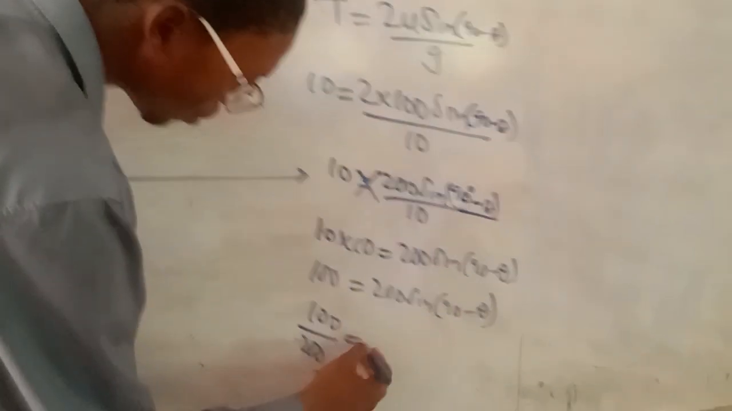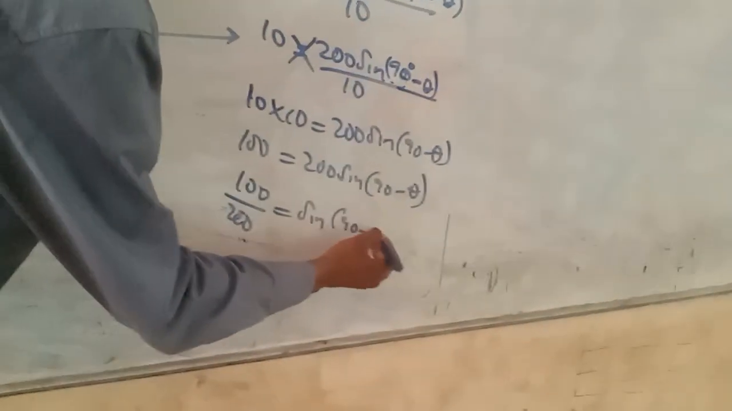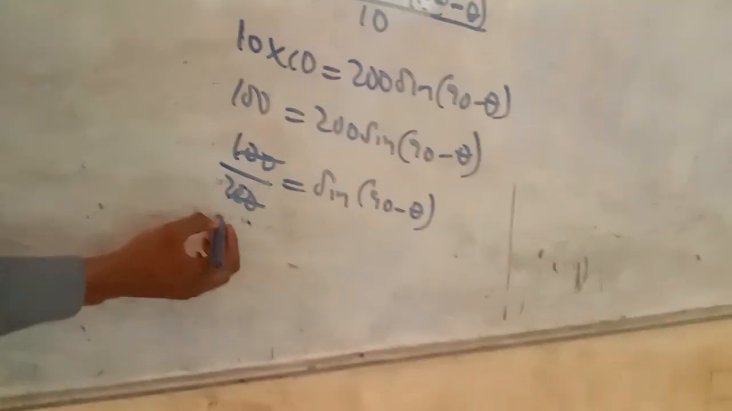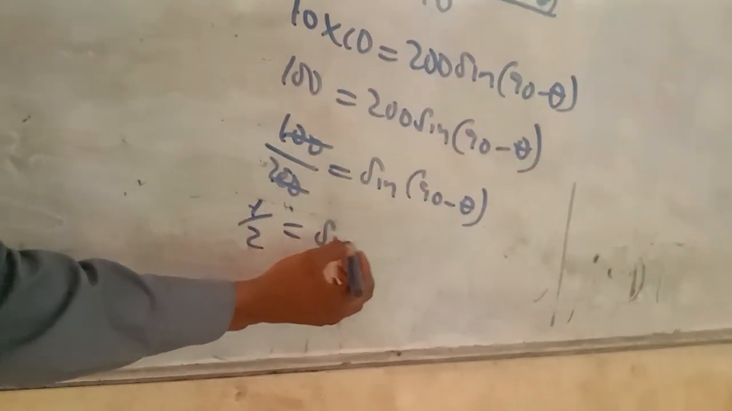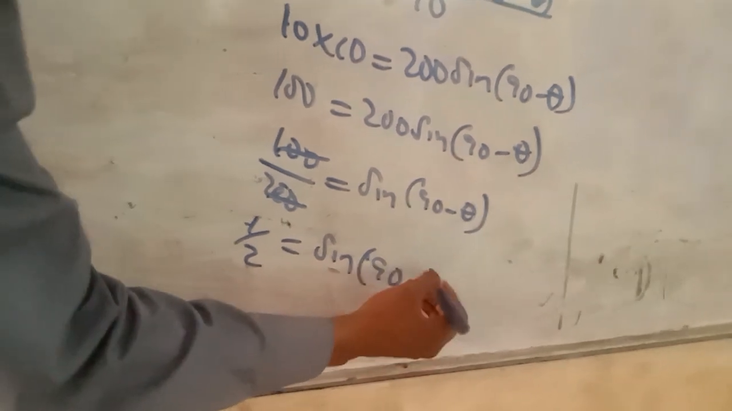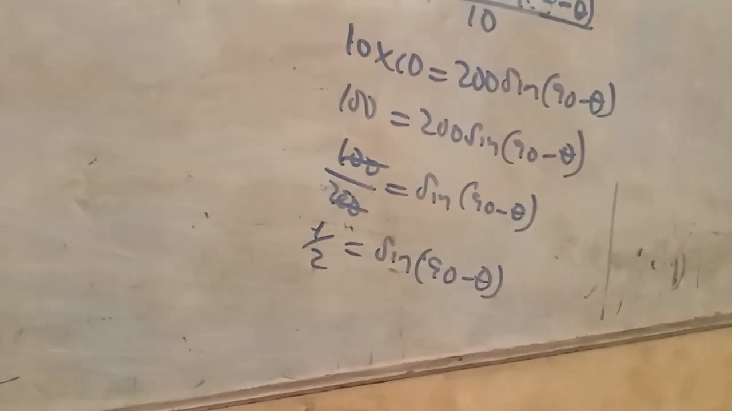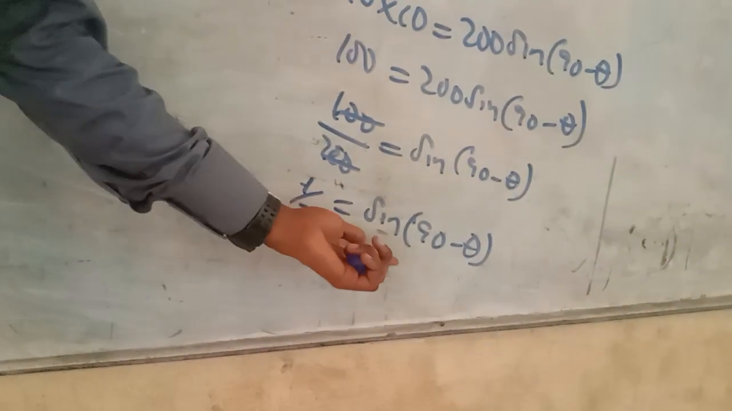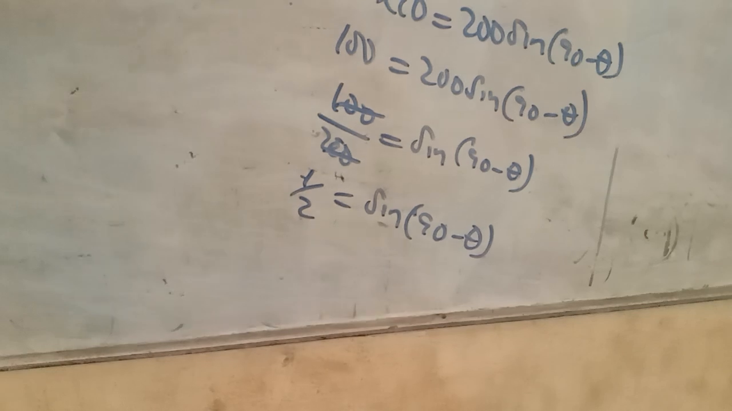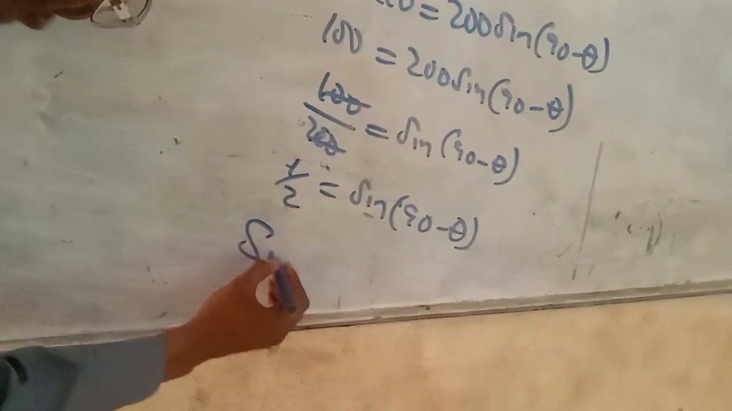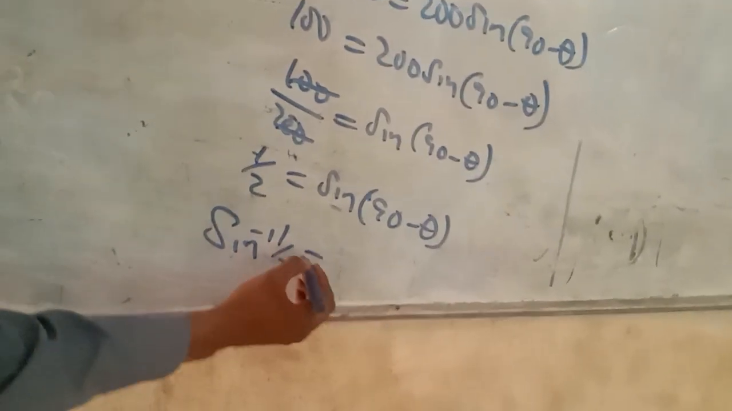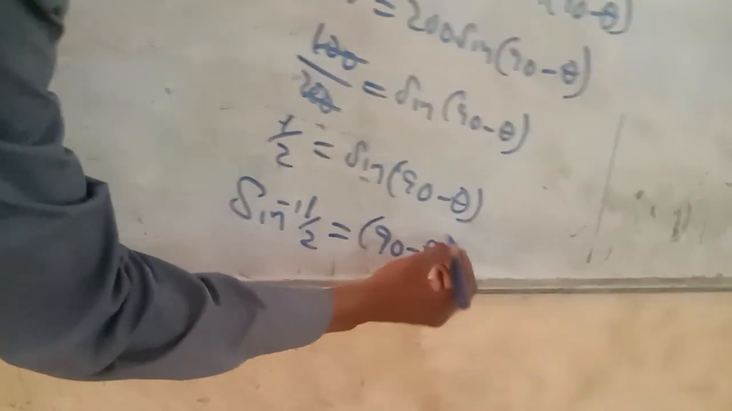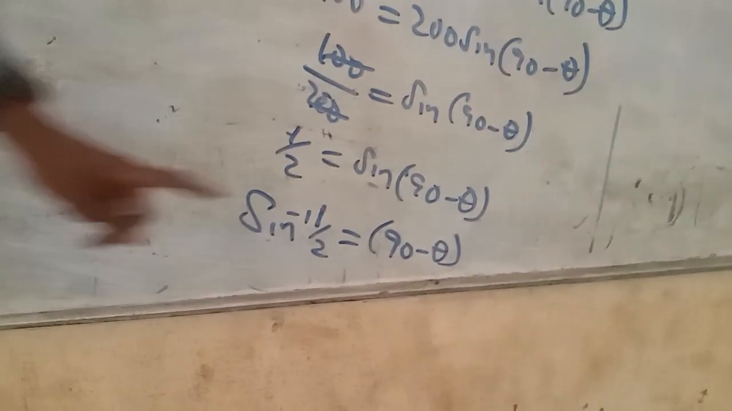Now cross multiply, we have 10 times 10 equals 200 sine 90 minus theta. Then we have 100 equals 200 sine 90 minus theta. Now divide both sides by 200. Now let's see. 100 over 200 equals sine 90 minus theta. Now what are we going to have? 0 cancel 0. We are remaining with 1 over 2 equals sine 90 minus theta.